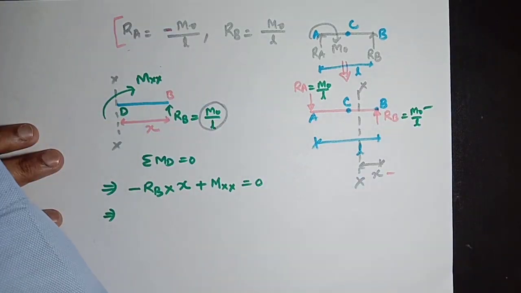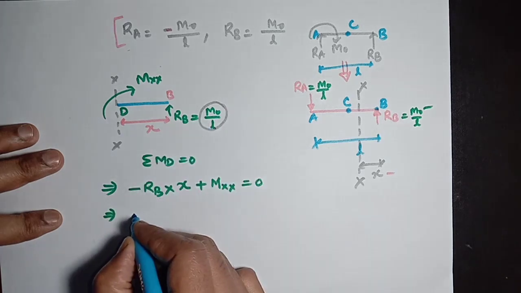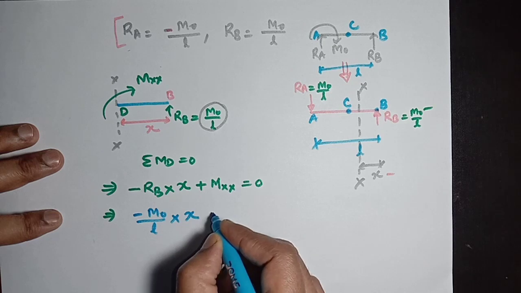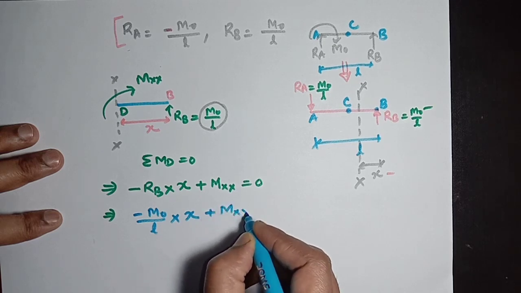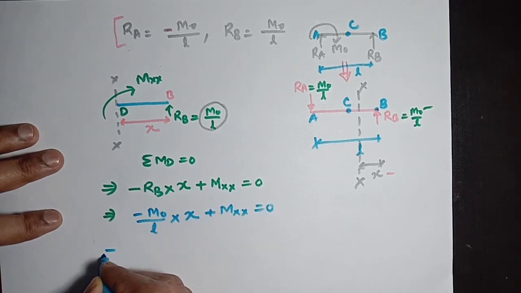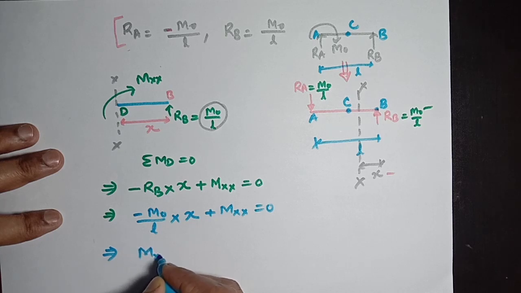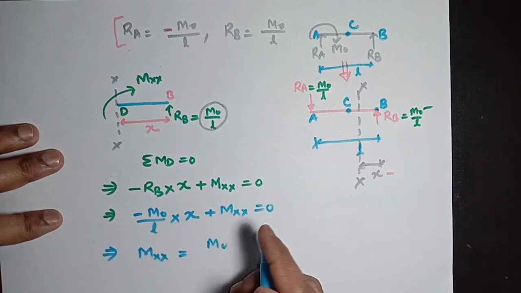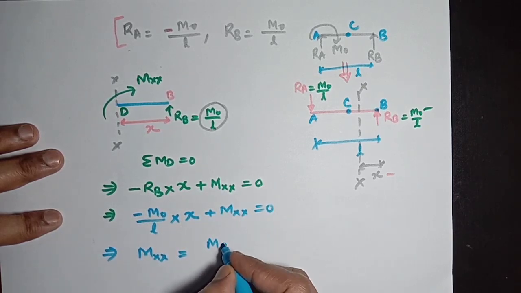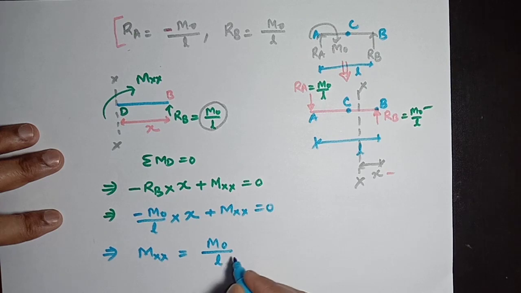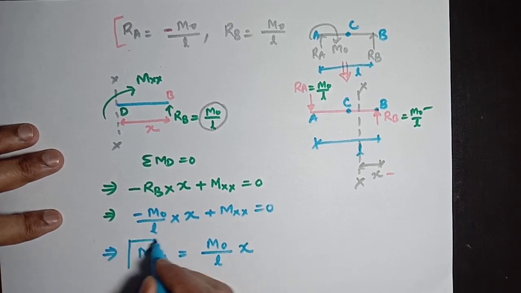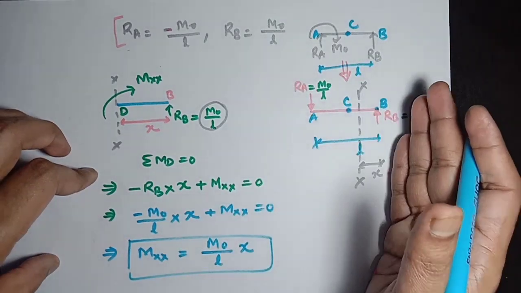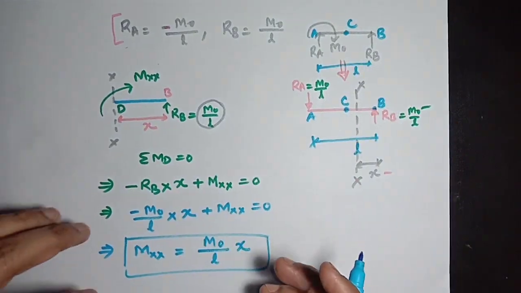So in place of RB we will put minus M0 divided by L multiplying with x, plus Mxx will be 0. Therefore Mxx, the moment at section xx, will be positive on the right of this equation, M0 divided by L into x. This is the general expression for moment at any section taken from point B.